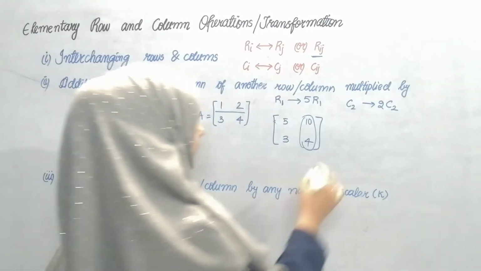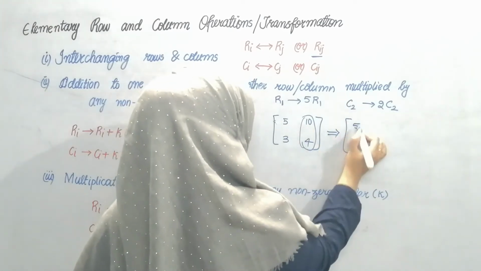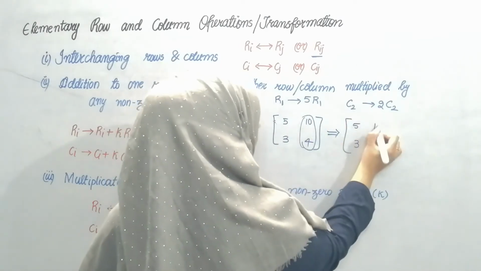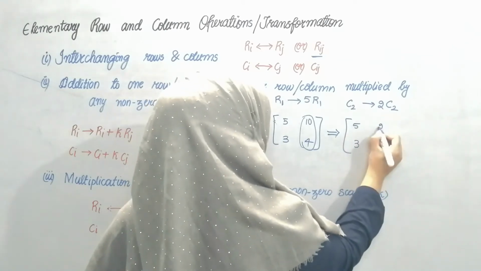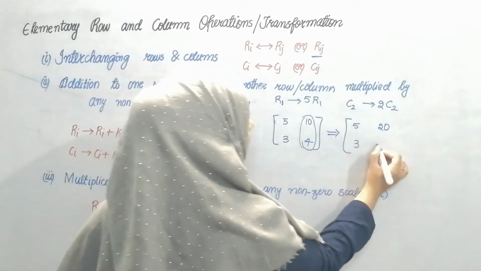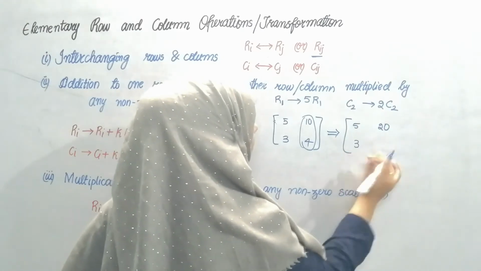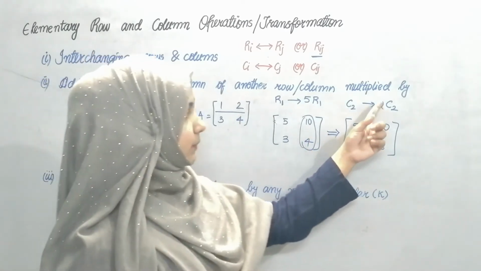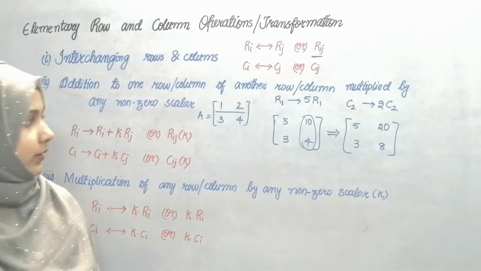Right? So now see here. What happens? The first column will remain as it is. 5, 3 will remain as it is. The second is being multiplied with 2. The 10 into 2 will give you what? 20. So I'll write here 20. Same thing. 4 is being multiplied with 2. So 4 into 2 is 8. So this is the matrix after multiplying the second column with 2. Get it? Clear? Easy, right?